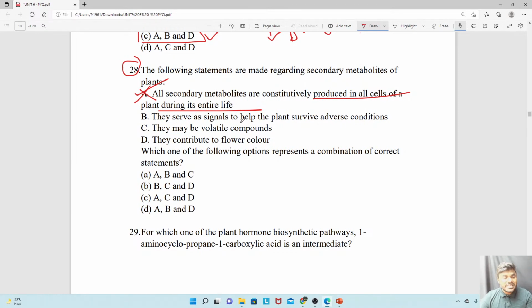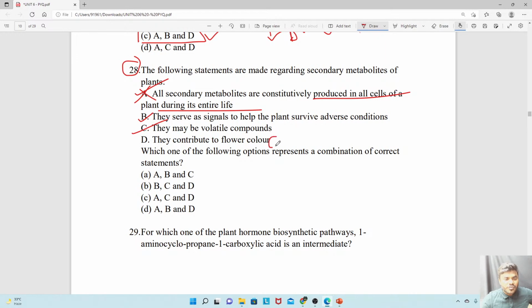Option B, they serve as signals for the plant to survive adverse conditions. Absolutely true. Option C, they may be volatile. I told you this point very clearly. Some secondary metabolites are volatile. Take the example of monoterpenes, they are volatile. Take triterpenes, they are non-volatile. Some secondary metabolites are volatile and some are not, so the statement that they may be volatile is right.